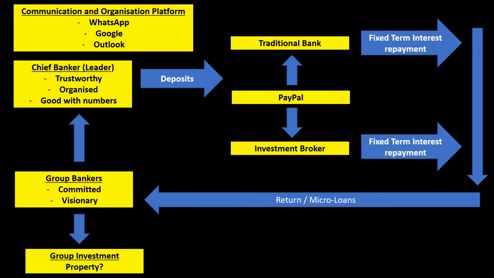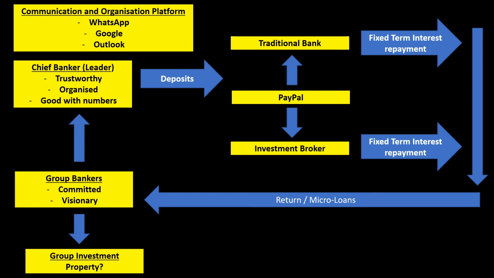So here you have the members of the group, which we're going to call the group bankers, and they have to be committed. If not, it's not going to work. As well as very visionary, because they have to see the big picture. They're not dealing with instant gratification, they're dealing with delayed gratification.